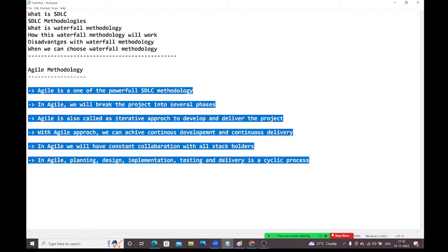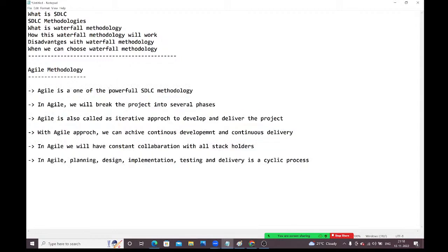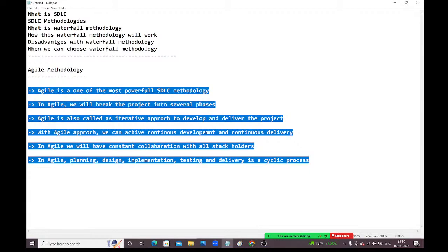Guys, please go through the steps once. Very clear. Agile is one of the most powerful SDLC methodologies. In Agile, we will break the project into several phases. Agile is also called an iterative approach to develop and deliver the project to the client. With the Agile approach, we can achieve continuous development and continuous delivery. In Agile, we will have constant collaboration with all the stakeholders. In Agile, this planning, design, implementation, testing, and delivery is a cyclic process. Please go through the steps once, guys.